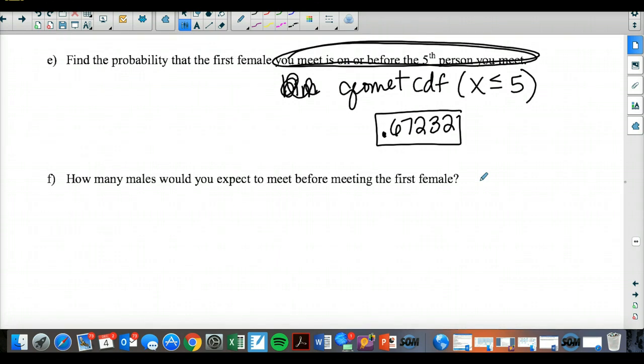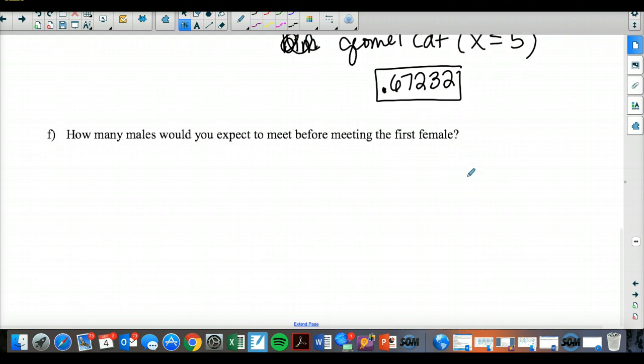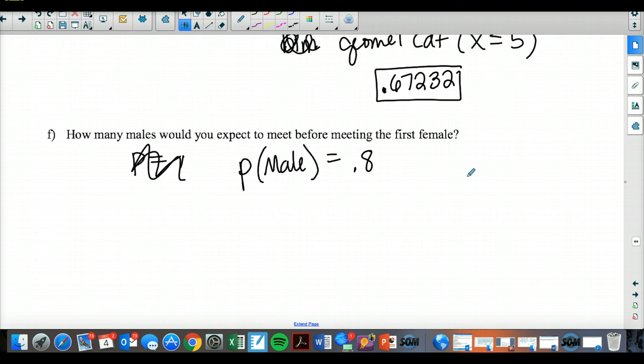That was pretty quick. Okay. No, but I like that you said that. Your thinking is 8 out of 10, right? Yeah. So the answer is 4. So let's talk about why. Okay. So your probability of meeting a male, the probability that it's a male is 0.8.